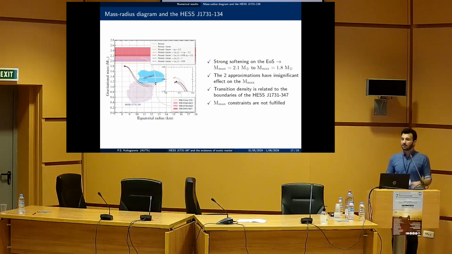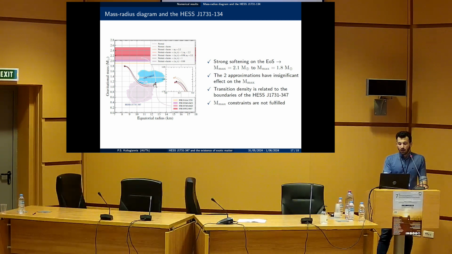Now, summarizing the above constructions, we can see from this mass-radius diagram the actual softening of the equation of state, which reduces the maximum mass from 2.1 to 1.8 solar masses. From the inner plot, we can see that the two approximations that we took under consideration have an insignificant effect on the maximum mass.